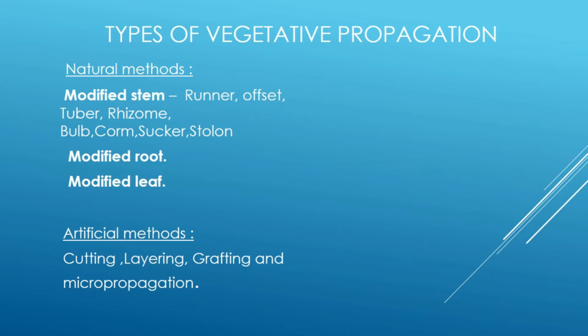Okay, so here we will look through, or we can revise, the topic of vegetative propagation, which you have already studied in your 11th standard. Vegetative propagation is classified into natural methods and artificial methods. In natural methods, we are having modified stem, modified root and modified leaf, which give rise to a new plant asexually. And in artificial methods, we are having cutting, layering, grafting and micropropagation.